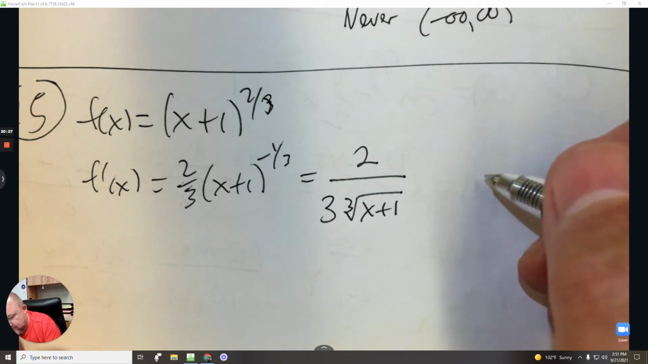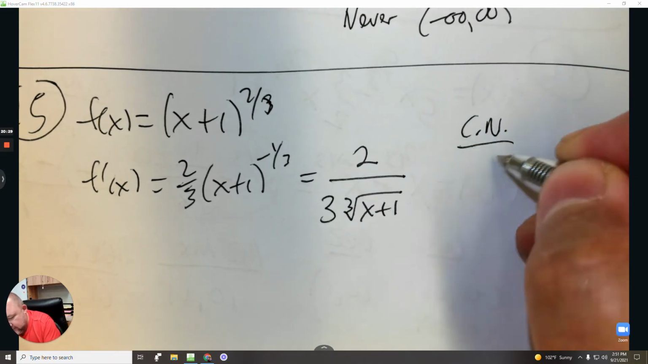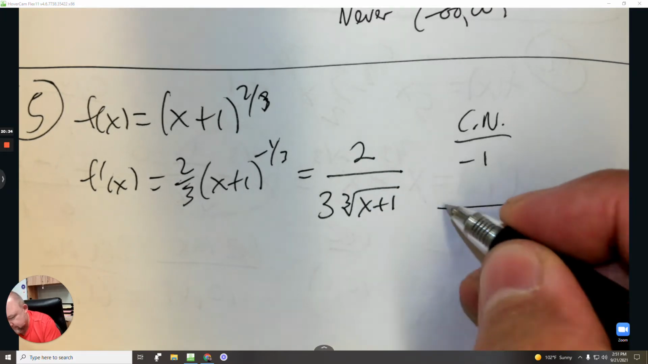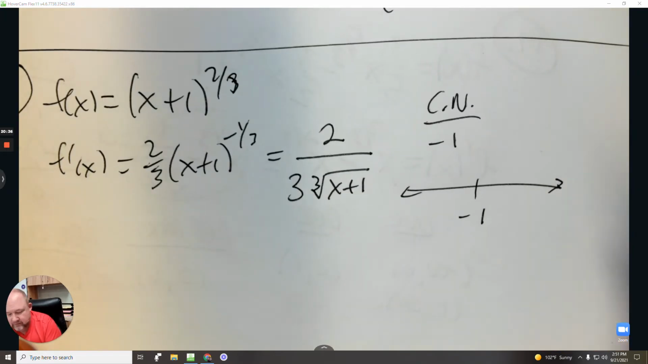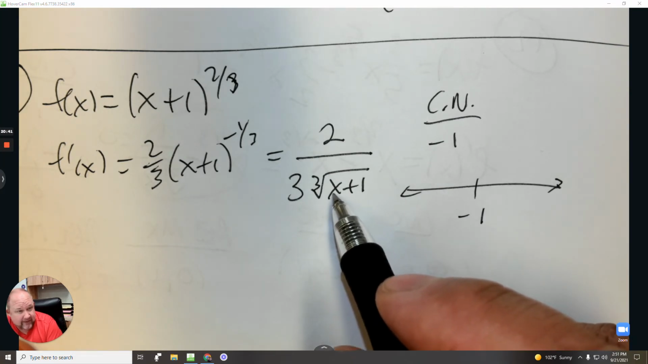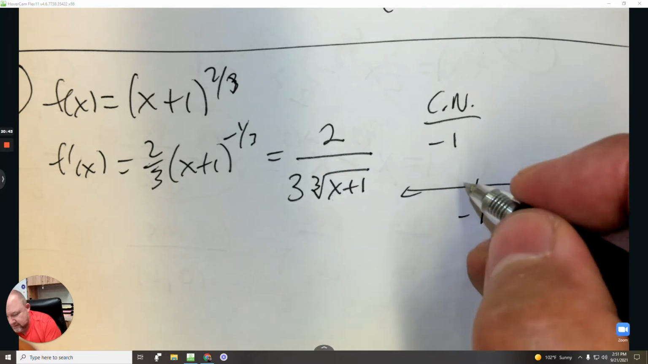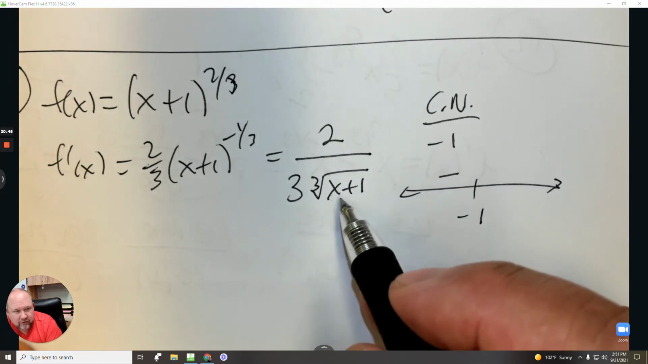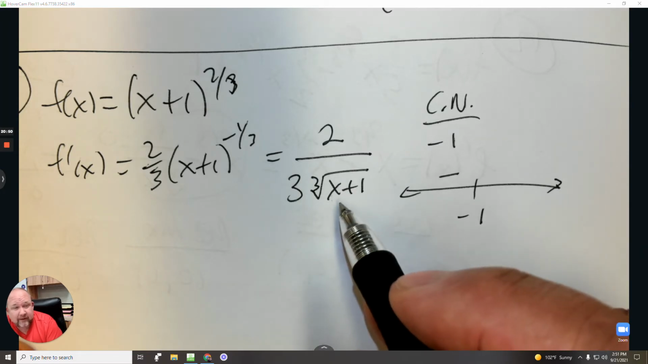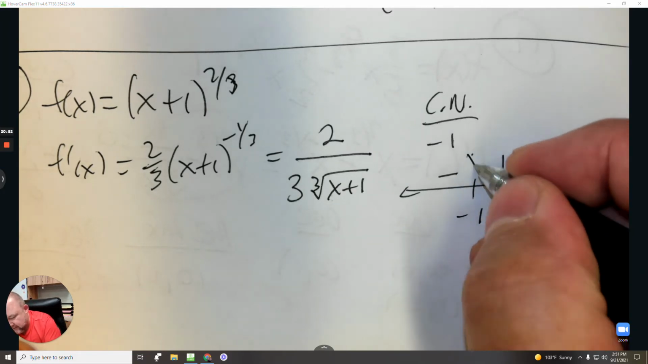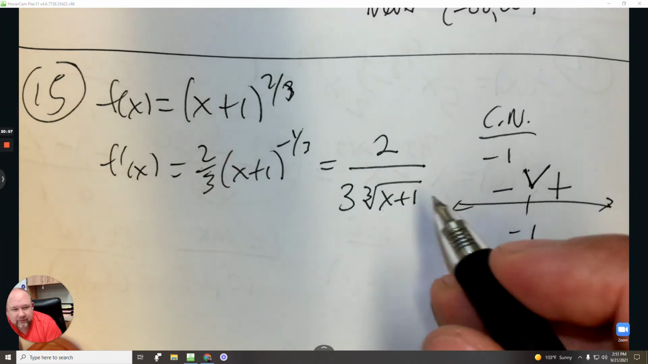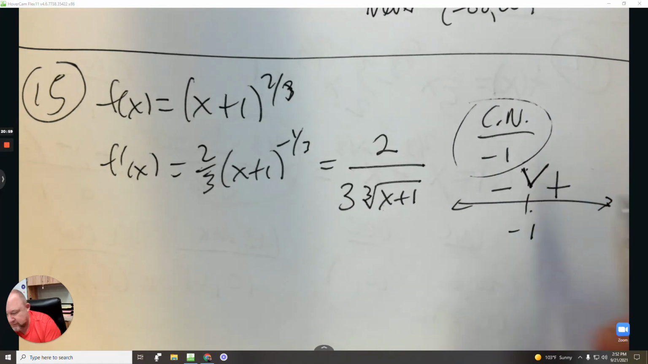If I look, the only critical number is -1, and that makes the derivative undefined. Nothing makes it 0. If I plug in a number smaller than -1, like -2, the answer is negative. If I plug in a number bigger than -1, then the answer is positive. So this creates a minimum here, and it is a minimum. It's not an asymptote there, so that critical number matters.